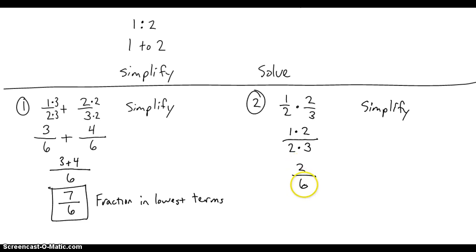Now 2/6 is equivalent to my answer, but it's not my answer. I haven't simplified yet. 2/6 can be reduced to 1/3. 2 divided by 2 is 1, and 6 divided by 2 is 3. So 2/6 reduces to 1/3. Notice again, my answer is a fraction in lowest terms.